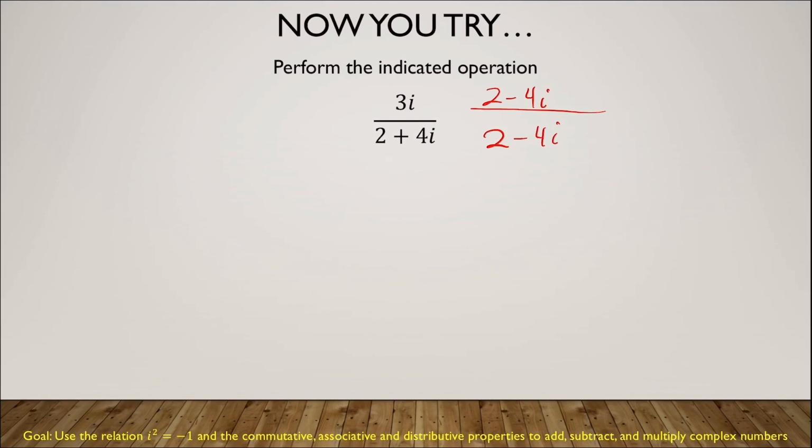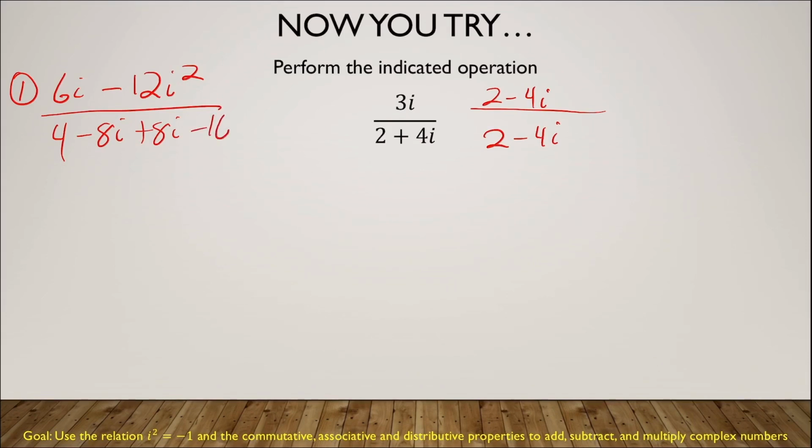Next, we need to distribute this out. So I get 3i times 2 gives me 6i. 3i times a negative 4i gives me negative 12i squared, divided by 2 times 2 is 4. 2 times the negative 4i is negative 8i. 4i times 2 is a positive 8i. And 4i times negative 4 is negative 16i squared.